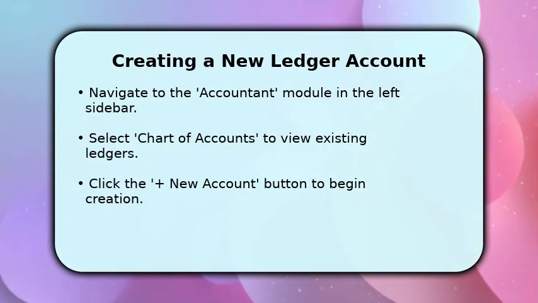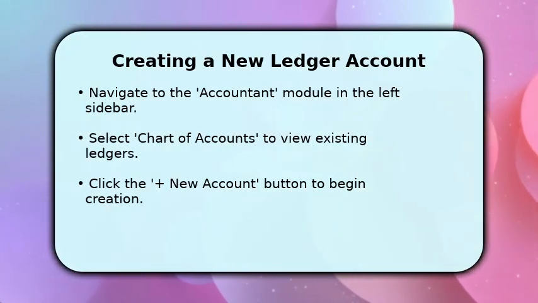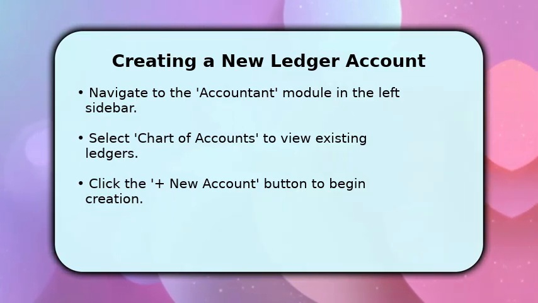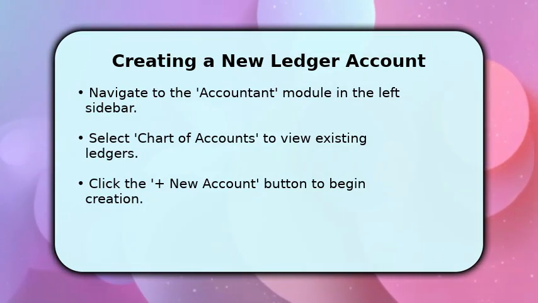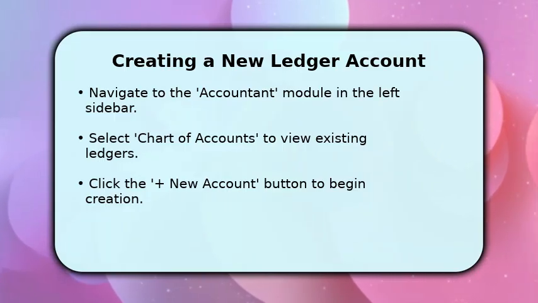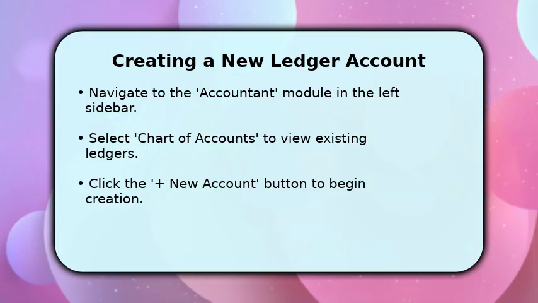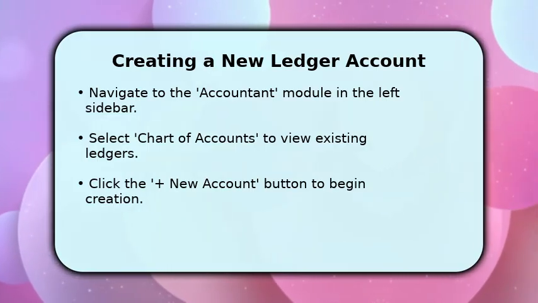To begin creating a new ledger, first navigate to the Accountant module located on the left sidebar of your Zoho Books dashboard. From there, select Chart of Accounts to see all your current ledgers. You'll then click the plus New Account button, usually found in the top right corner.